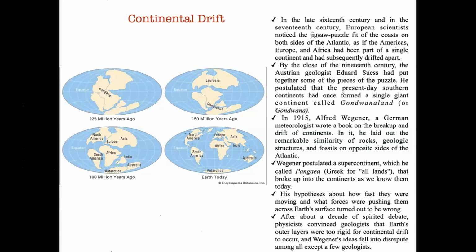So he said that there is a similarity of rocks and some geological structures and fossils on the opposite sides of the Atlantic. So this was a very big hypothesis, which created a big debate between geologists as well as physicists. Wegener said that there is a supercontinent which he called Pangaea, which in Greek is known as all lands, and that broke up into the continents which we know today as Asia, Europe, Africa, South America, North America.